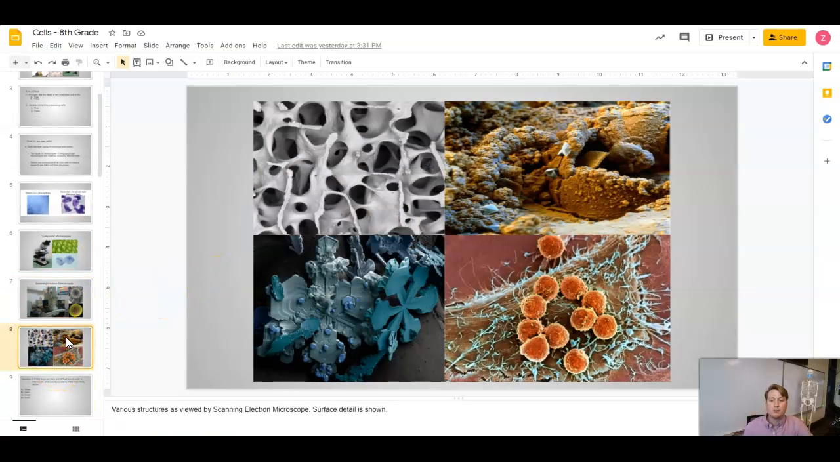And here are just some really neat pictures that were taken by an electron microscope.